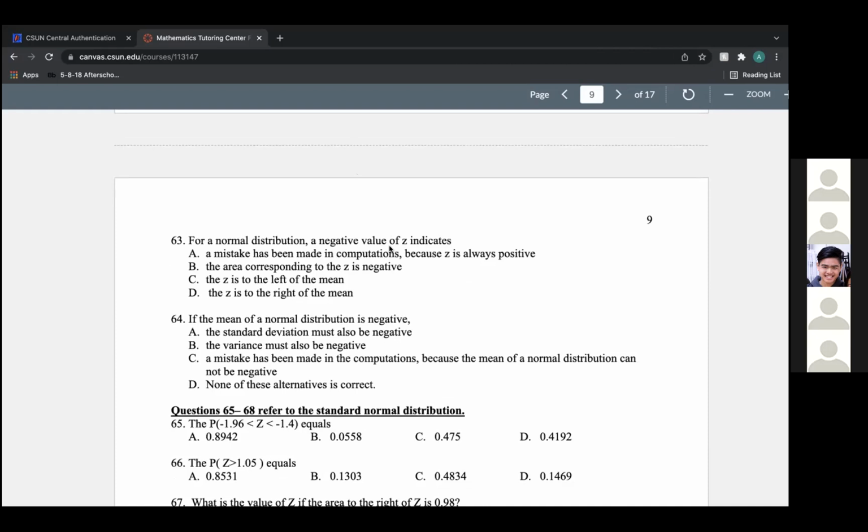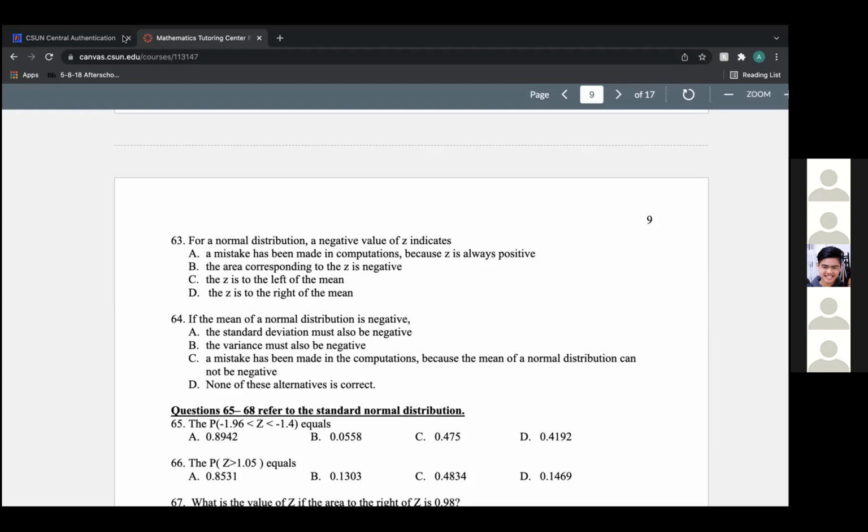63. For a normal distribution, a negative value of z indicates what? A, a mistake has been made in computations because z is always positive. Is that correct? No, we just said z is negative infinity to infinity. Boom, that's out. B, the area corresponding to the z is negative. Is that correct? No, can't have negative area. That's out. C, z is to the left of the mean. Or D, z is to the right of the mean. Which I think is C. It is C, z is to the left of the mean. If you are beneath the mean, then x minus x bar will be a negative value. We saw that earlier when we had negative 1.25. So the answer is C.